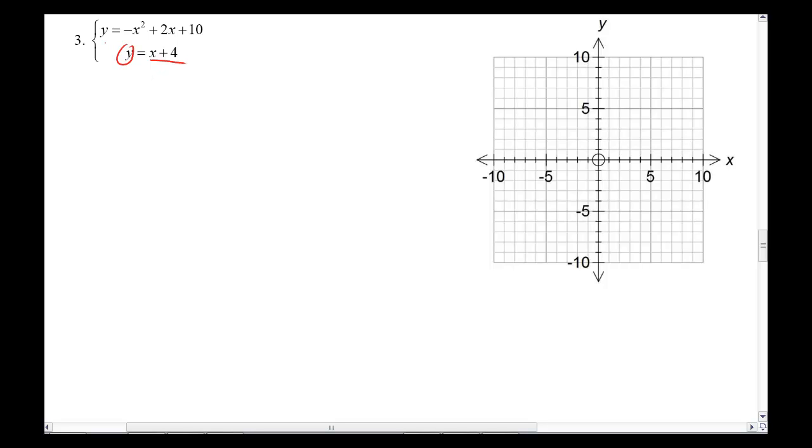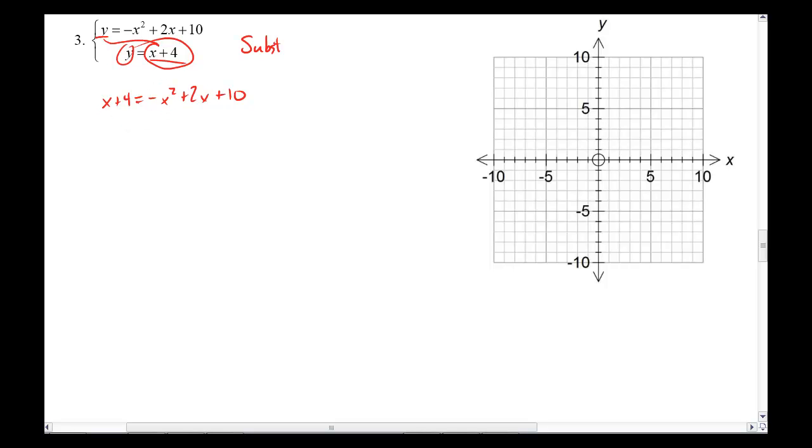That means in the other equation, anywhere I see a y, I can just put x plus 4 instead. So I'm going to rewrite the equation. I'm doing substitution here. I'm putting x plus 4 in for the y. So I got x plus 4 equals negative x squared plus 2x plus 10. Now, at this point, I notice that it's a quadratic, which means I don't want to get x by itself. I actually want to get everything over together so it's equal to 0.